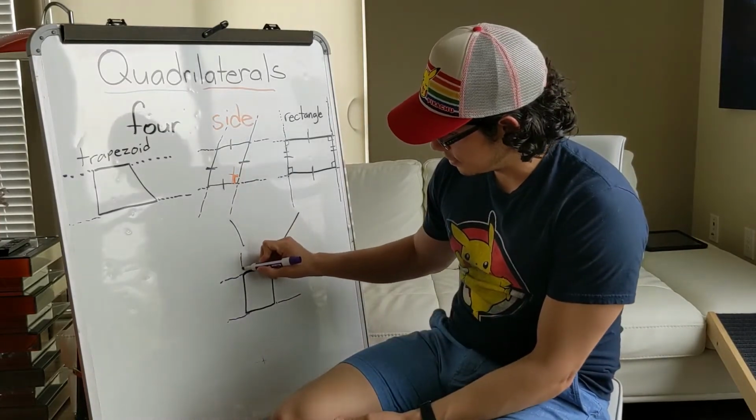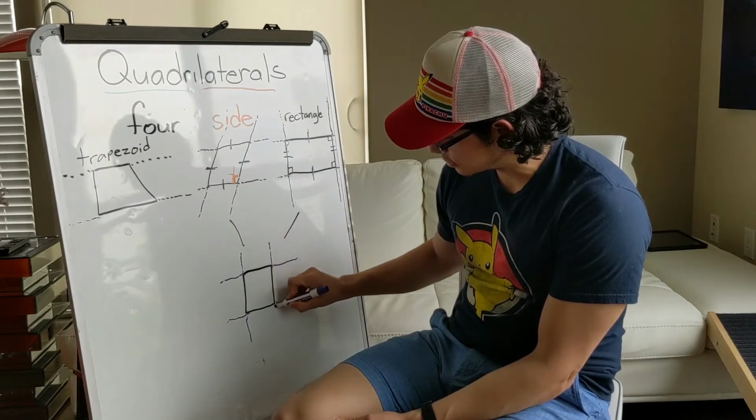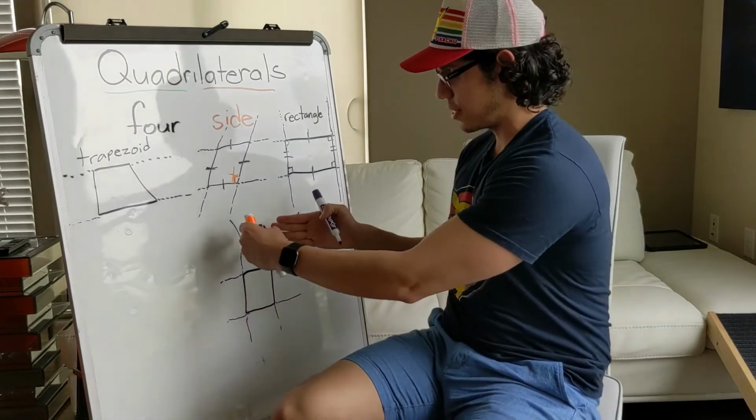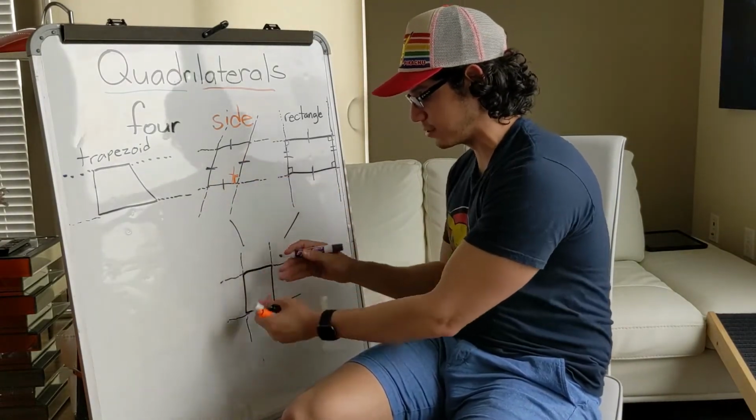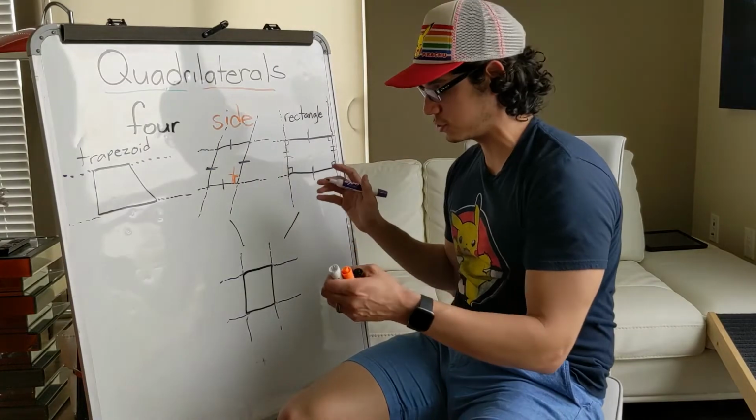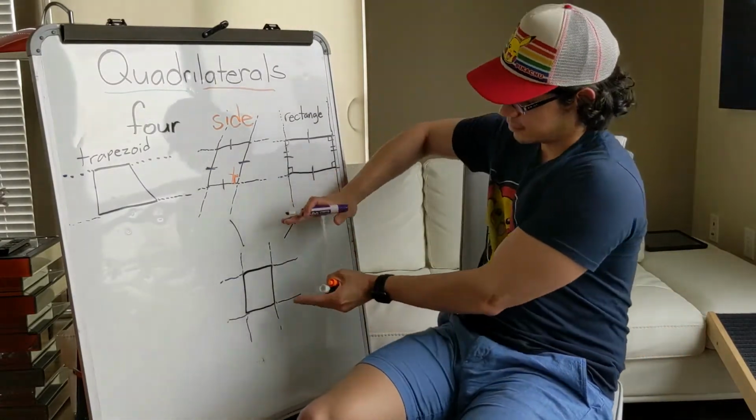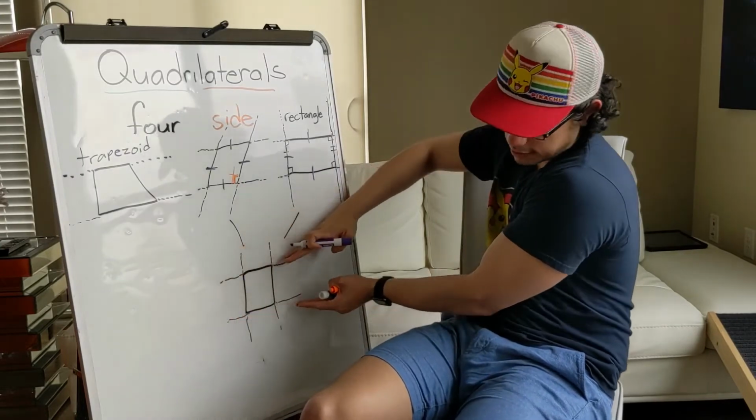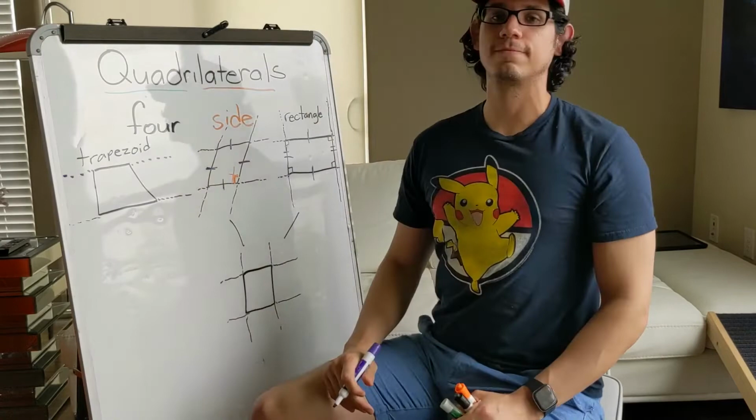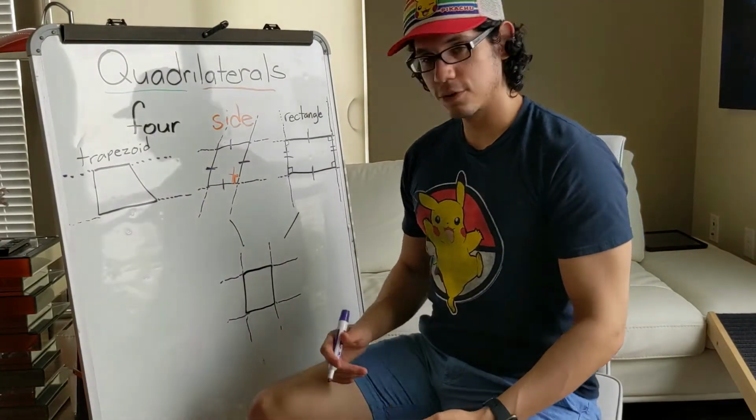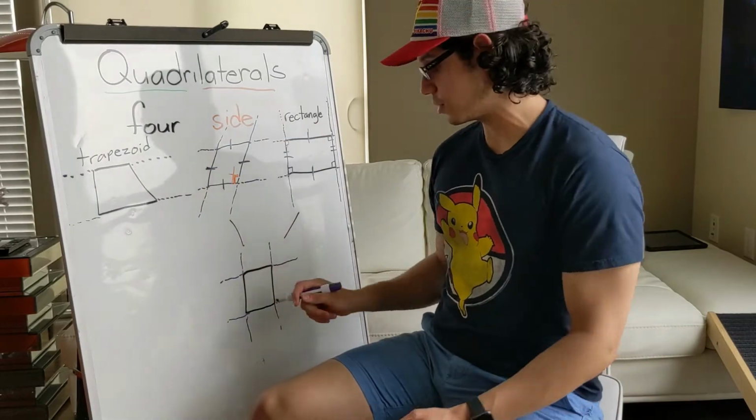This side and this side are also parallel with each other. So these two sides are parallel. That means no matter how far they stretch, they'll never touch. So we've got two pairs of parallel lines. This pair of lines is parallel, and this pair of lines is parallel. Yeah? Another really cool attribute about squares is that all of their sides are equal as well.